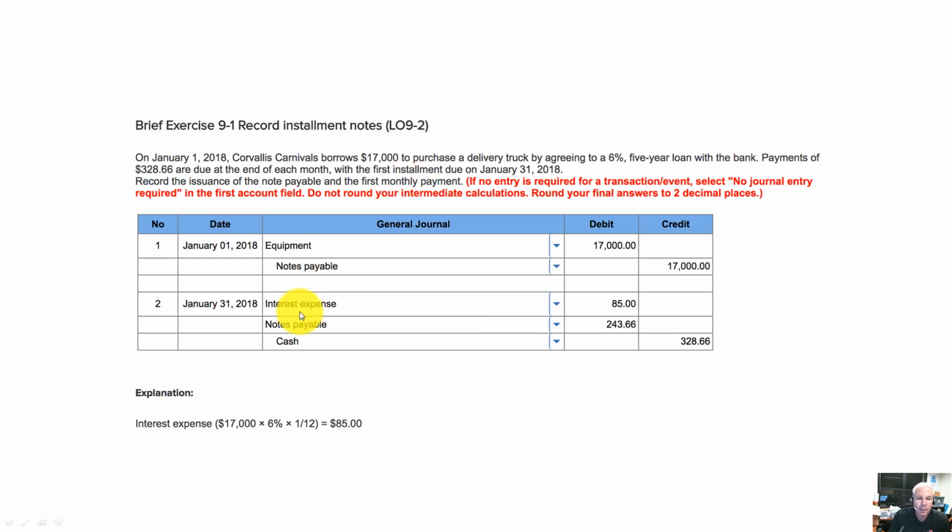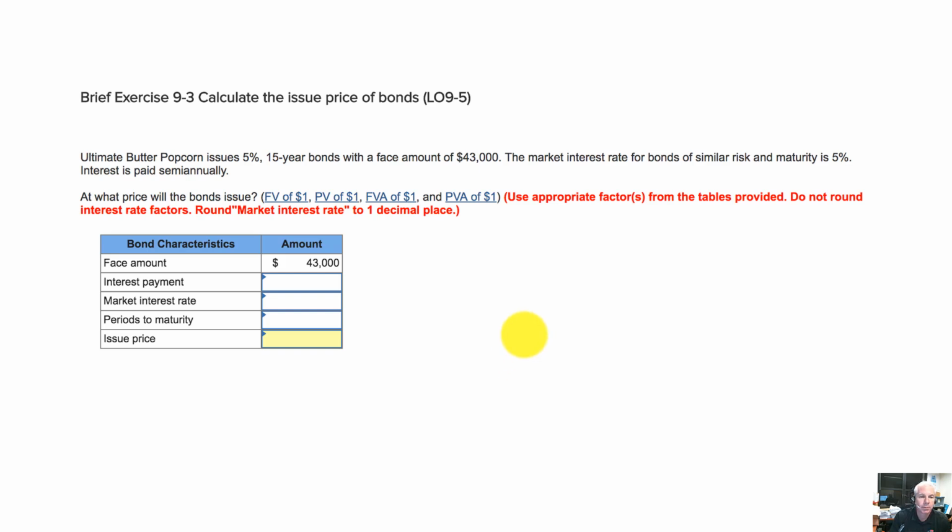So it would be $85 goes to interest expense. Then just subtract that from the total payment of $328.66. That means the notes payable principal will reduce by the difference of $243.66 and credit your cash. Easy peasy? Hopefully, right? Let's look at another example.